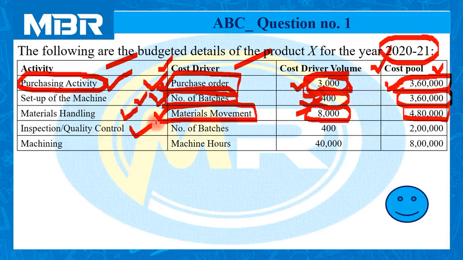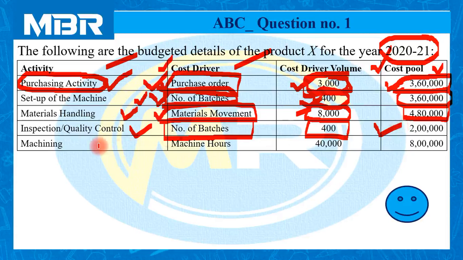Inspection or quality control. It is based on the number of batches. It means our organization performs inspection or quality control based on the number of batches. 400 batches will be produced during the year 2020-21, and the approximate expenditure will be rupees 2 lakhs.